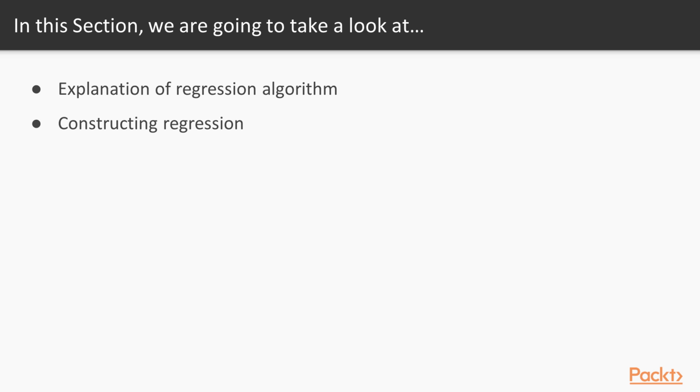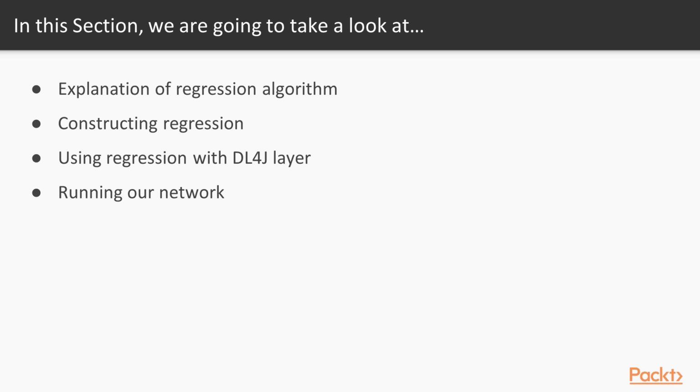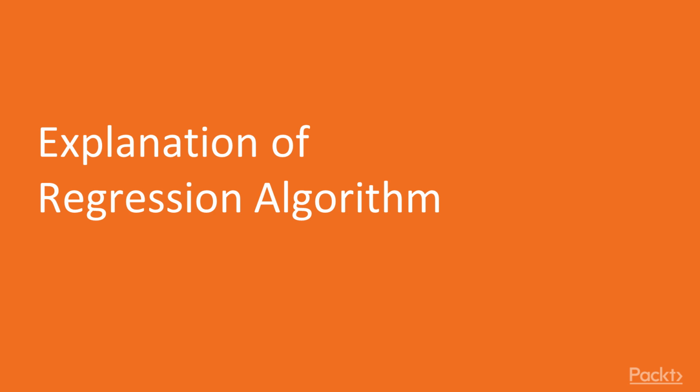Then we will be constructing regression using constructs that are available in a machine learning and deep learning toolkit. Once we're able to construct it, we'll be using it together with a Deeplearning4J layer. And finally, we'll be running our network. And this is the first video, in which we'll be explaining the regression algorithm.